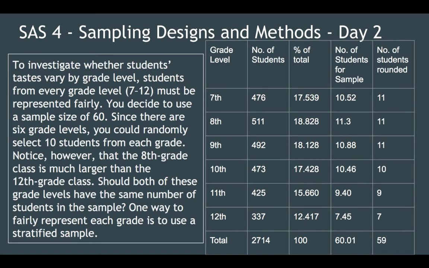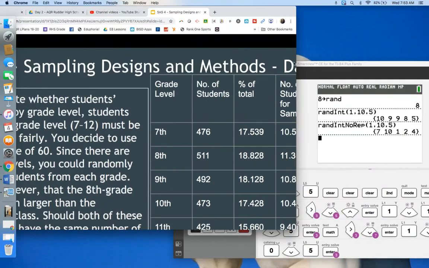And they want to use, out of the 2,714 kids, 60 students to see what kind of cars they like, okay? Notice that the 8th grade class is much larger than the 12th grade class. 8th grade class has 511, 12th is only 337. One way to fairly represent each grade is to use a stratified sample. We've done this here. What we've done here, and I'm going to pull this out again. I'm going to use the calculator to explain it.